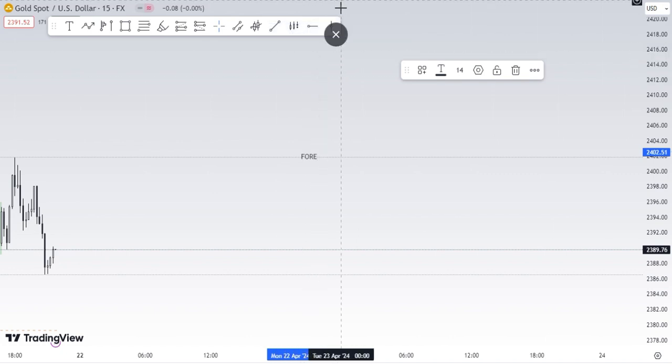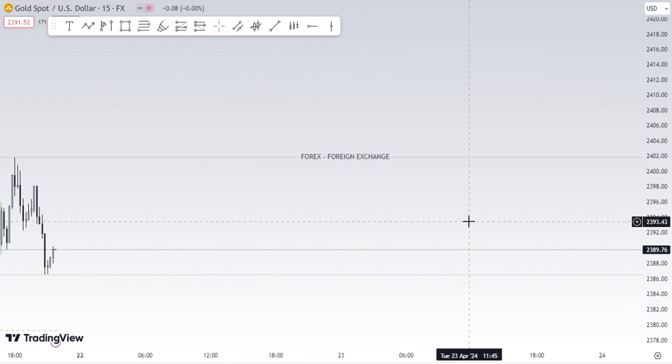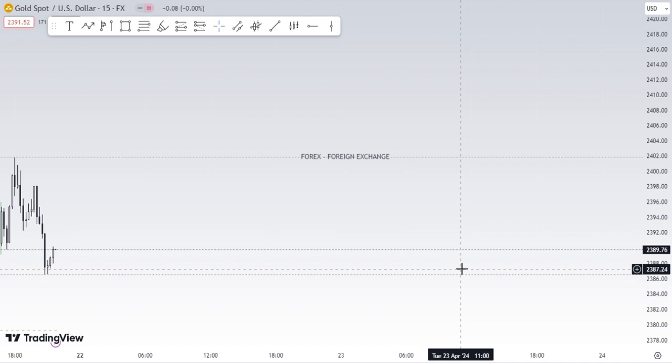Forex. Foreign exchange. So what do we mean by foreign exchange? Any particular asset which is listed on the foreign exchange market is considered a forex asset. But the classic definition of forex limits it to currencies.